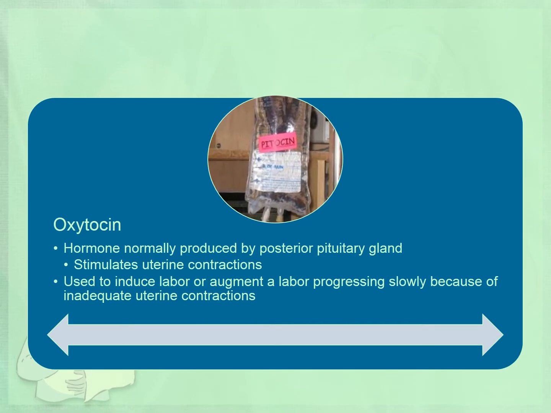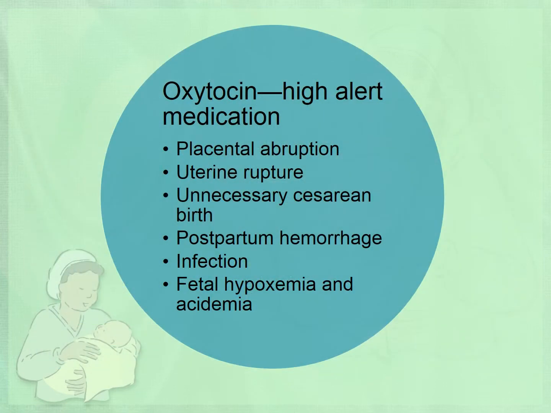Oxytocin. This is a hormone produced by the posterior pituitary gland. Oxytocin stimulates uterine contractions and aids in milk letdown. Synthetic oxytocin may be used either to induce or augment labor. Because of the potential for causing harm when used inappropriately, oxytocin was made a high alert drug by the Institute for Safe Medication Practice in 2007.